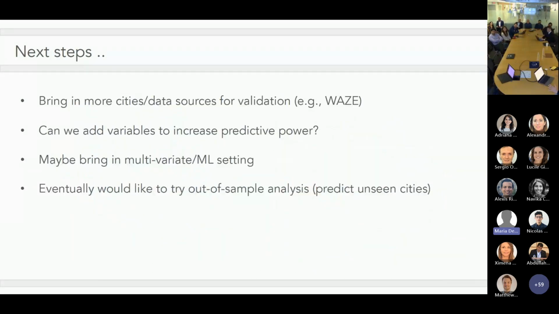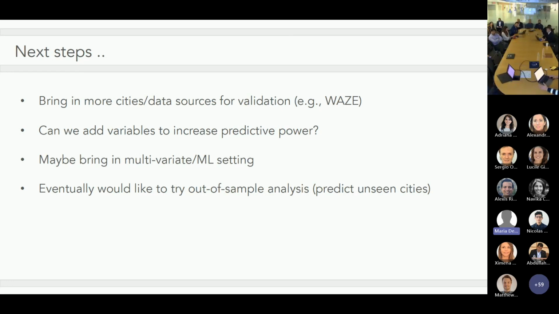So what are the next steps? We have compared it to Uber data, but it's quite restricted in the sense that it's only collecting data between 10 a.m. and 6 p.m., so we might be missing the rush hour traffic data. The first approach would be to look for another data source and validate our approach against that, for instance, Waze. The other thing that we would like to do is maybe add more variables. Are there other variables that we could possibly add to improve our predictive power? Maybe we could do it in a multivariate setting or with a machine learning approach.